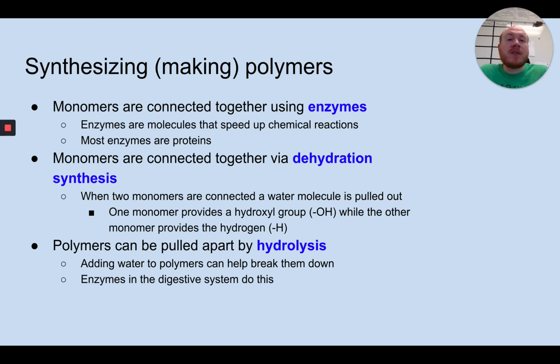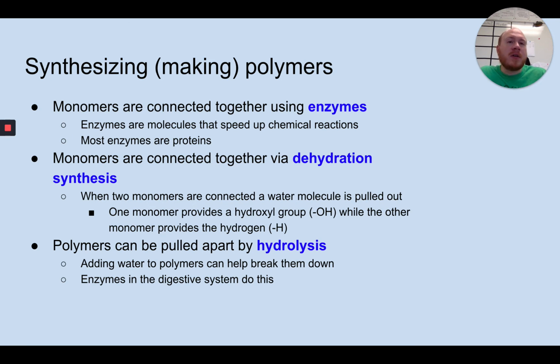Monomers are connected together via dehydration synthesis. It's a chemical reaction in which we pull a water molecule out of the 2 monomers to stick them together. So when 2 monomers are connected, a water molecule gets pulled out. One monomer provides the hydroxyl group, the OH group, while the other monomer provides a hydrogen group.